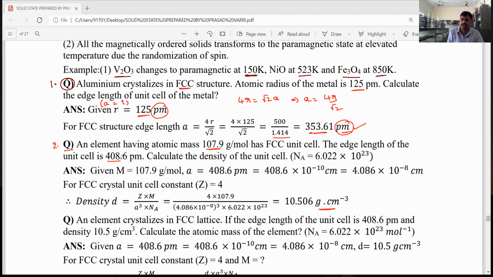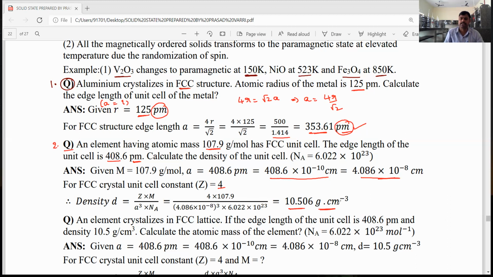So the edge length they gave is 408.6 picometers. You have to convert that 408.6 picometers into centimeters. One picometer is equal to 10 to the power of minus 10 centimeters. On simplification, we get 4.086 into 10 to the power of minus 8 centimeters. This is the edge length value, and we know that in FCC the Z value is 4. So just substitute all the values in the density formula. Then the density of the FCC unit cell comes to 10.506 gram per centimeter cube.